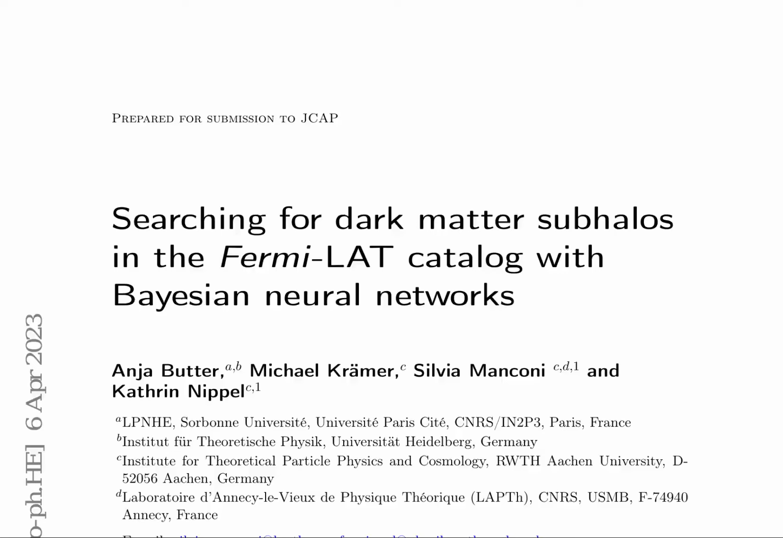The analysis incorporates a point source catalog, 4FGLDR3, and galactic diffuse model, GLL_IEM_V07.fits, as well as an isotropic diffuse model, ISO_P8R3_source_V3_V1.txt. The Bayesian neural network, BNN, implementation aims to approximate the posterior distribution over network weights given a dataset.